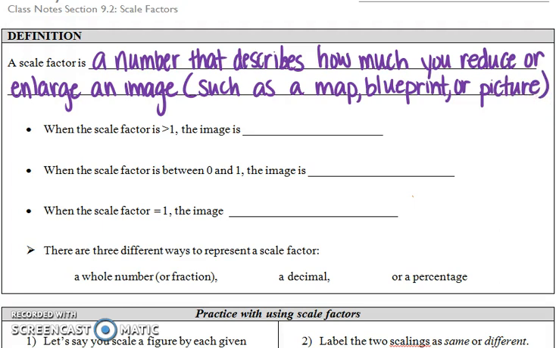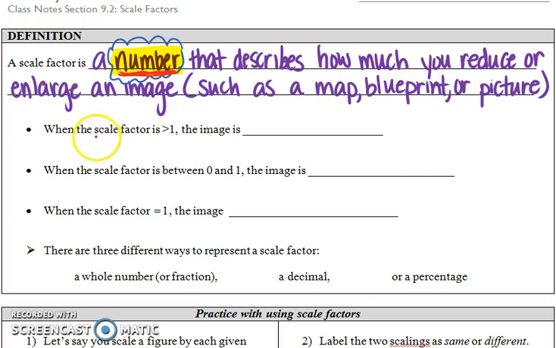So once again, the key thing to take away from this definition is that a scale factor is just a number. So if you want to go ahead and circle that or underline that in this definition, the key thing to note here is that whenever we're talking about a scale factor, we're just talking about a number. So here are some quick tips about scale factors.